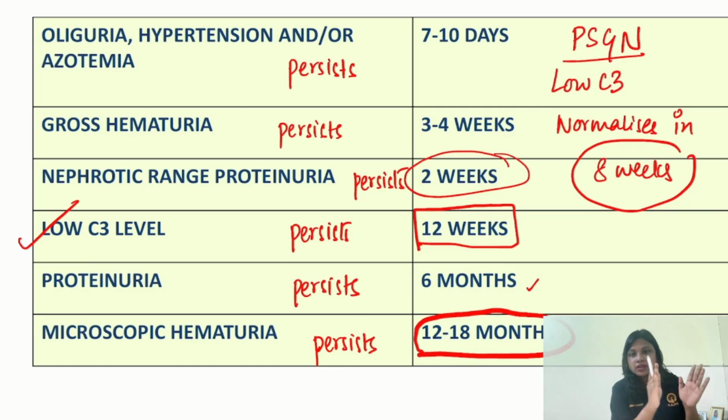So again, I am repeating this for your clarity. Gross hematuria, 1 month. Microscopic, 1 year. Nephrotic range proteinuria, 14 days. Persistent proteinuria, 6 months. Complement level normalizes in 8 weeks. Low complement level, which leads you to do a renal biopsy, is 12 weeks. Okay.